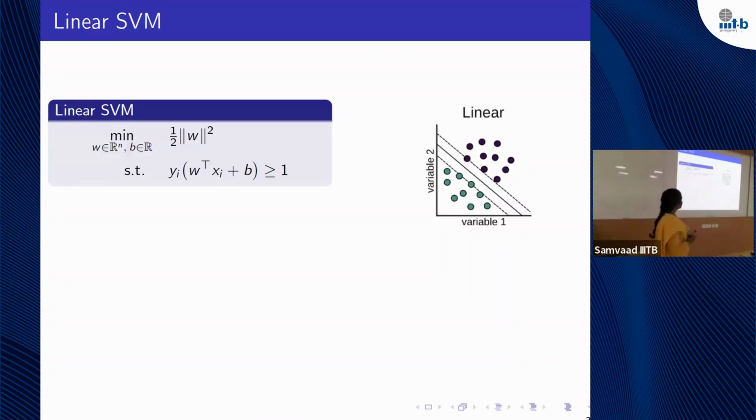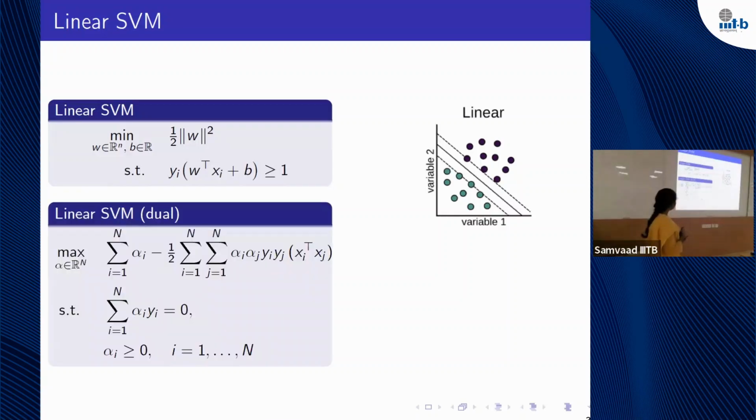The constraints are that all of these points which belong to, say, class 1 should be lying on or above the right margin. And similarly, the second cluster of points should be lying on or below the lower margin here. And that mathematically translates to this condition. So this is the regular or the linear SVM formulation.